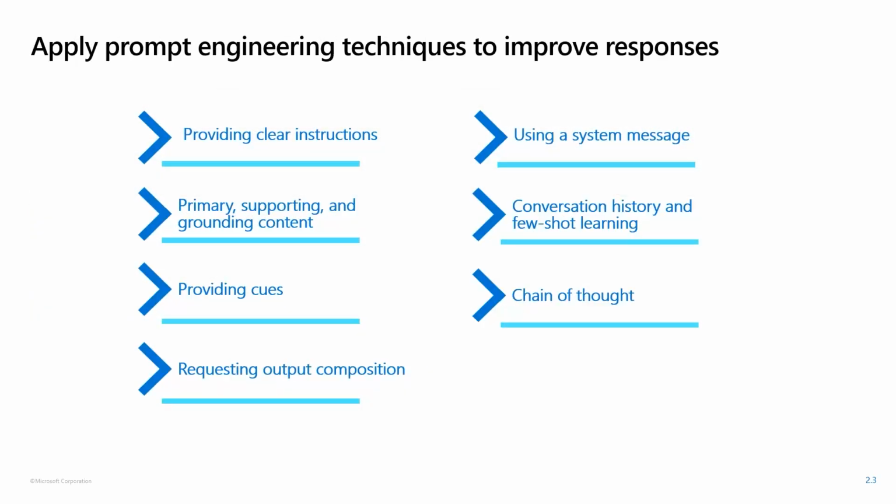When studying prompt engineering, remember the following. 1. Provide clear instructions. 2. Primary, supporting, and grounding content. 3. Providing cues. 4. Requesting output composition. 5. Using a system message. 6. Conversation history and few-shot learning. And finally, chain of thought. Make sure you understand each of those concepts in preparation for your exam.